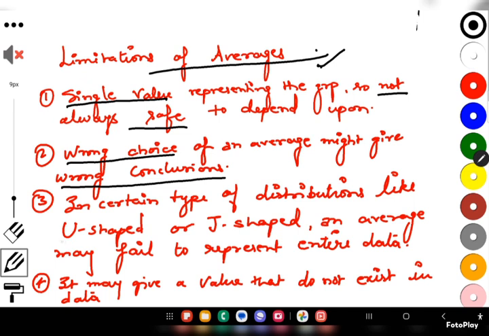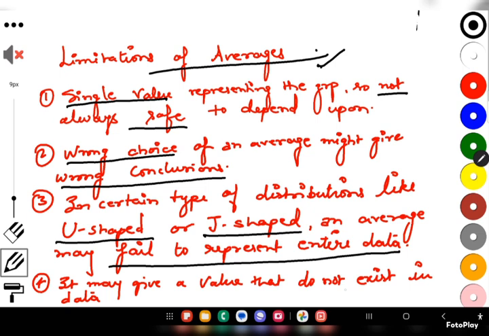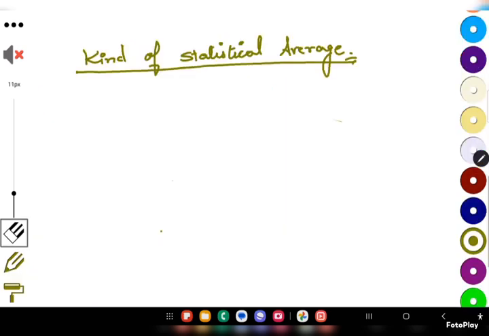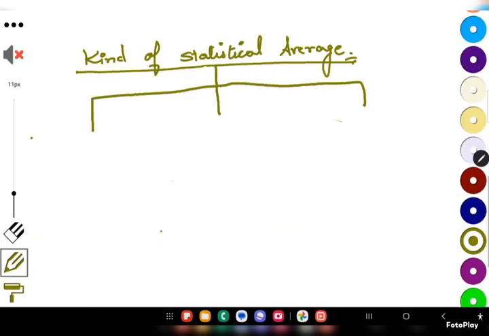In certain types of frequencies like U-shaped or J-shaped distribution, an average may fail to represent the entire data. That is, unless the data show a clear single concentration of observations, an average may not be meaningful at all. Then an average may give us a value that does not exist in the data, and sometimes an average might give very absurd results. For example, the average number of children per adult woman is 3.4. It doesn't make any sense.